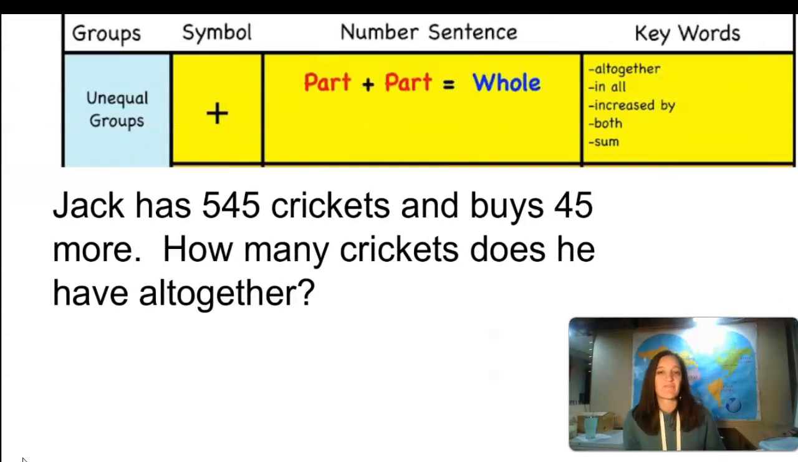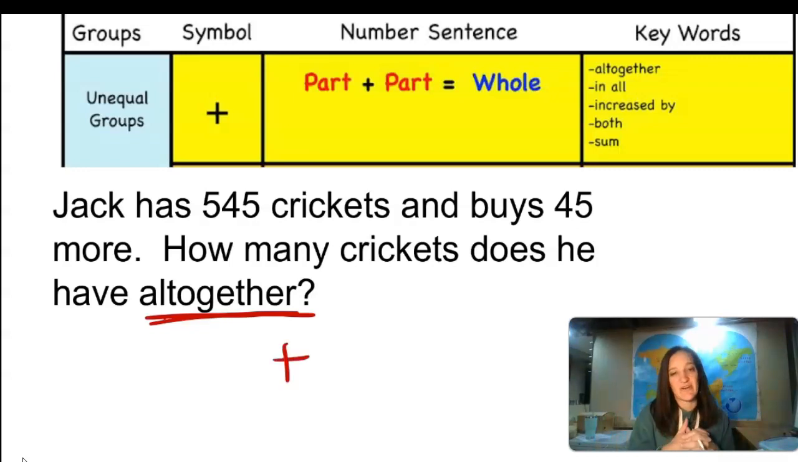Jack has 545 crickets and buys 45 more. How many crickets does he have altogether? So first of all, we have that clue altogether. So automatically we're like, oh, I know we're going to add because it's asking how much they have altogether.